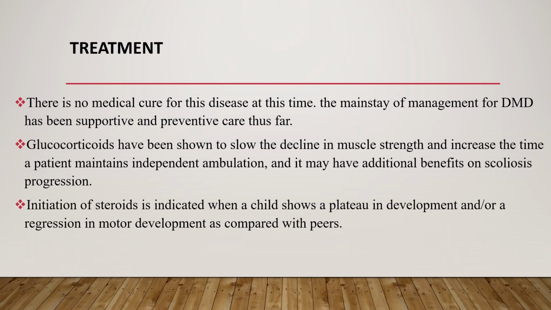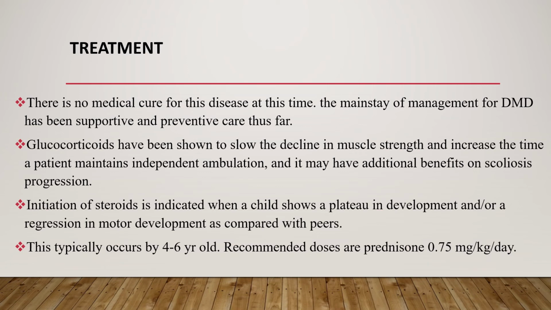Initiation of steroids is indicated when a child shows a plateau in development and/or regression in motor development as compared with peers. This typically occurs by 4 to 6 years of age, and the recommended dose of prednisolone is around 0.75 mg per kg per day.